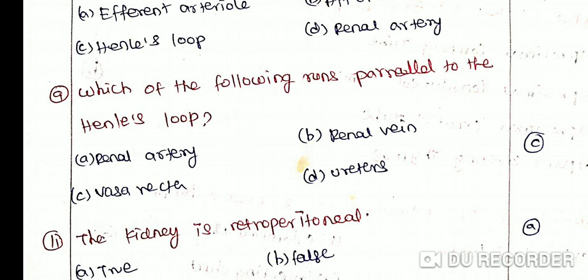Which of the following runs parallel to the loop of Henle? Option A, renal artery. Option B, renal vein. Option C, vasa recta. Option D, ureter. The correct answer is option C, vasa recta.